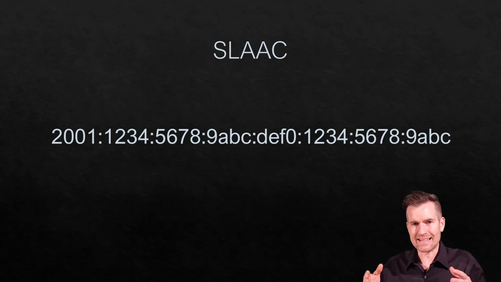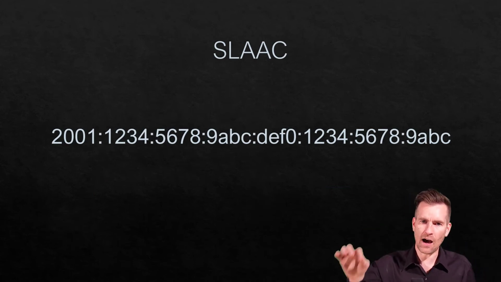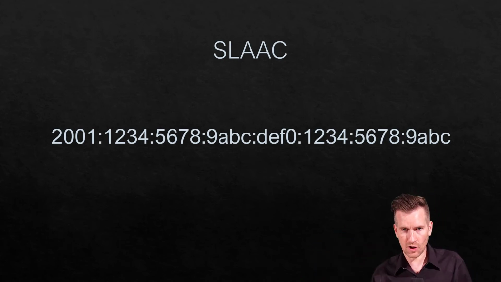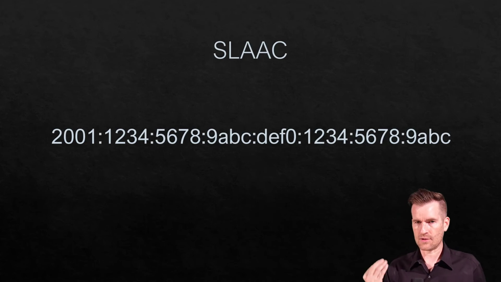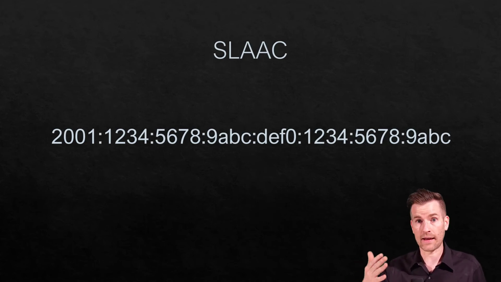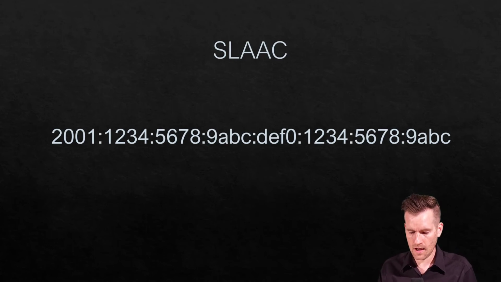Your machine needs a global unicast address for it to be able to get out onto the internet and have information be able to be returned to that machine. And so you need an address that's capable of doing that. That's why it's called a global unicast address. So somehow it needs to get that. Well, the answer to that in the past with IPv4 was a DHCP server.